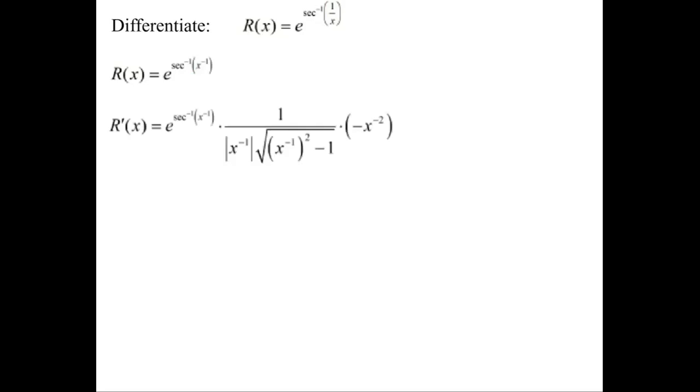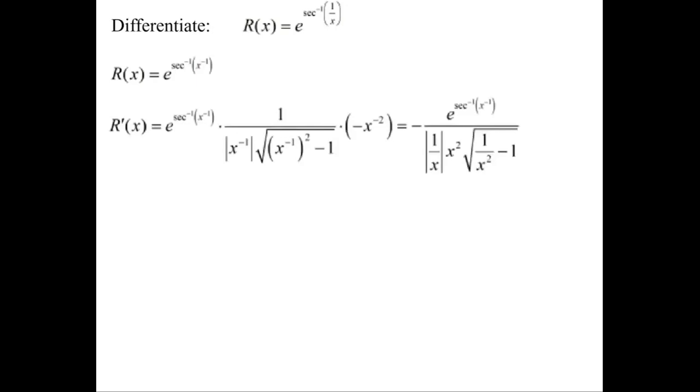Differentiate the expression r of x equals e raised to the secant inverse of 1 over x. We could rewrite the expression 1 over x as x raised to the power of negative 1. So here we have nested functions. So we are going to apply the chain rule twice. So applying the chain rule twice, we have the following expression. Simplifying the expression directly, we have the following.